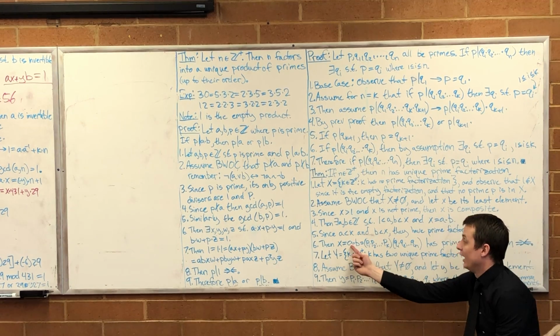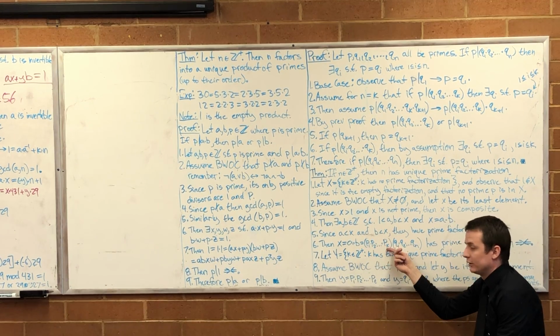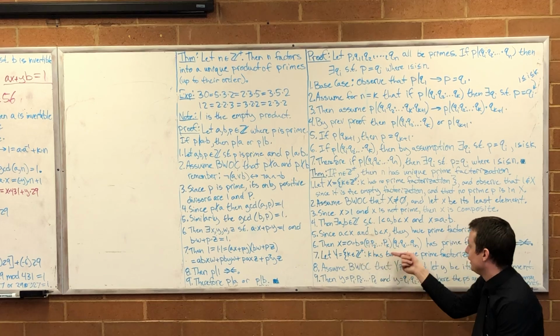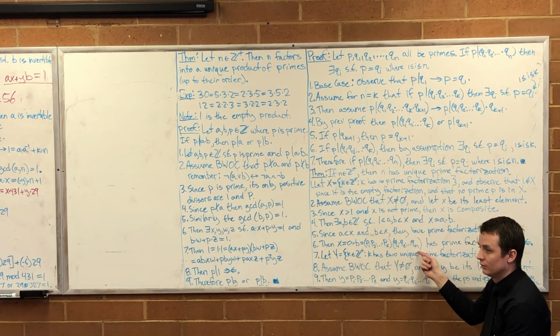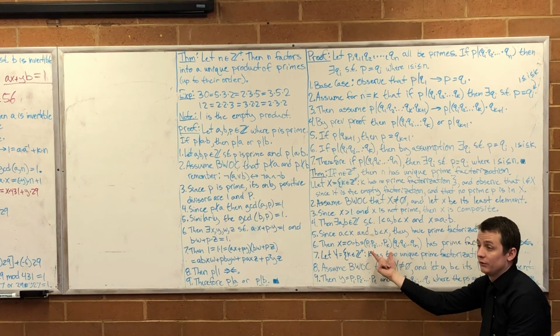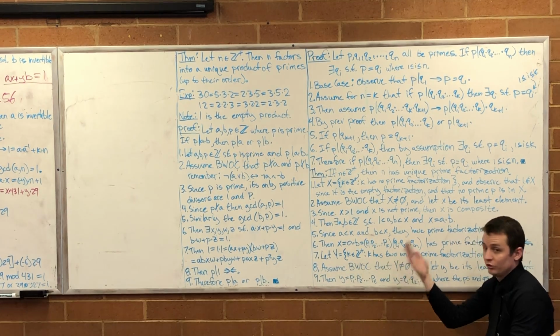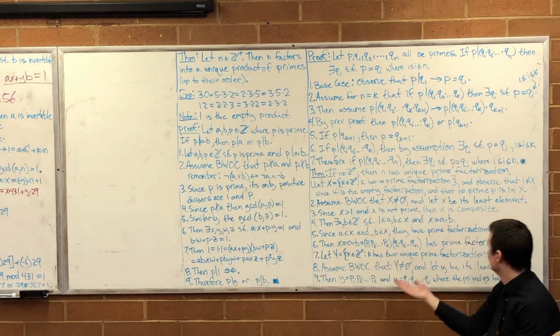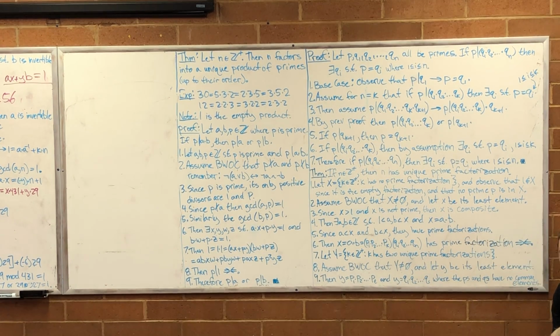So in other words, I can represent a as the product of a bunch of primes, and I can represent b as the product of a bunch of primes. And since x is equal to a times b, then x is equal to a product of a bunch of primes times the product of a bunch of primes, which is a prime factorization. So it has a prime factorization, contradiction.